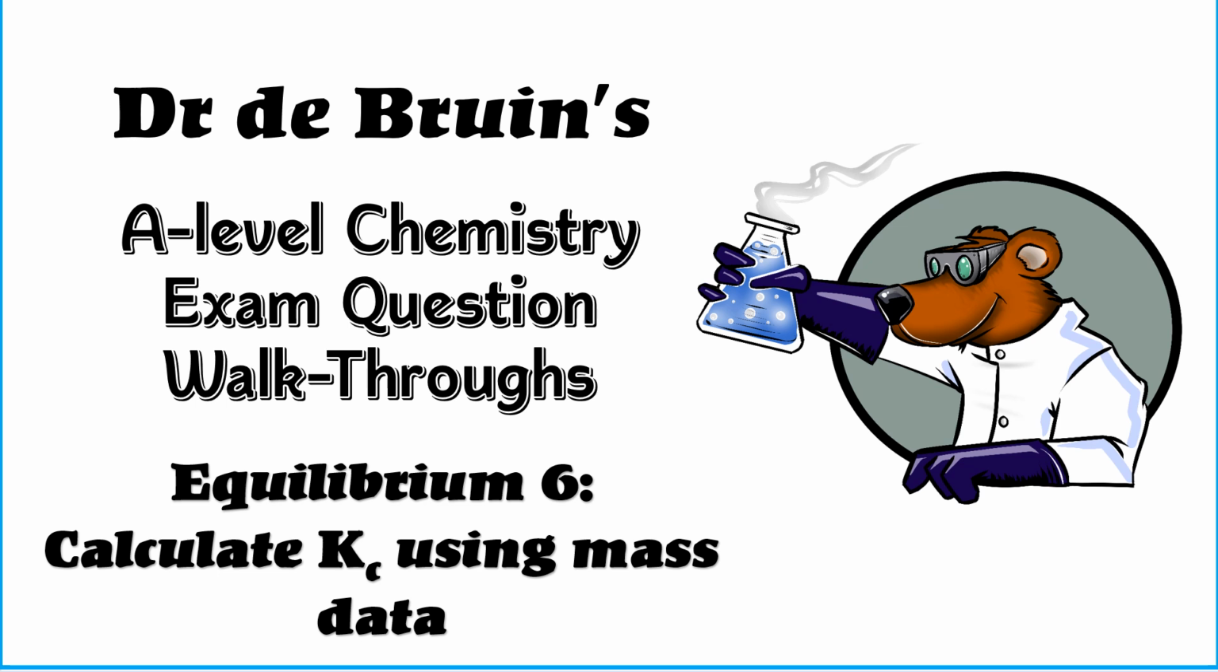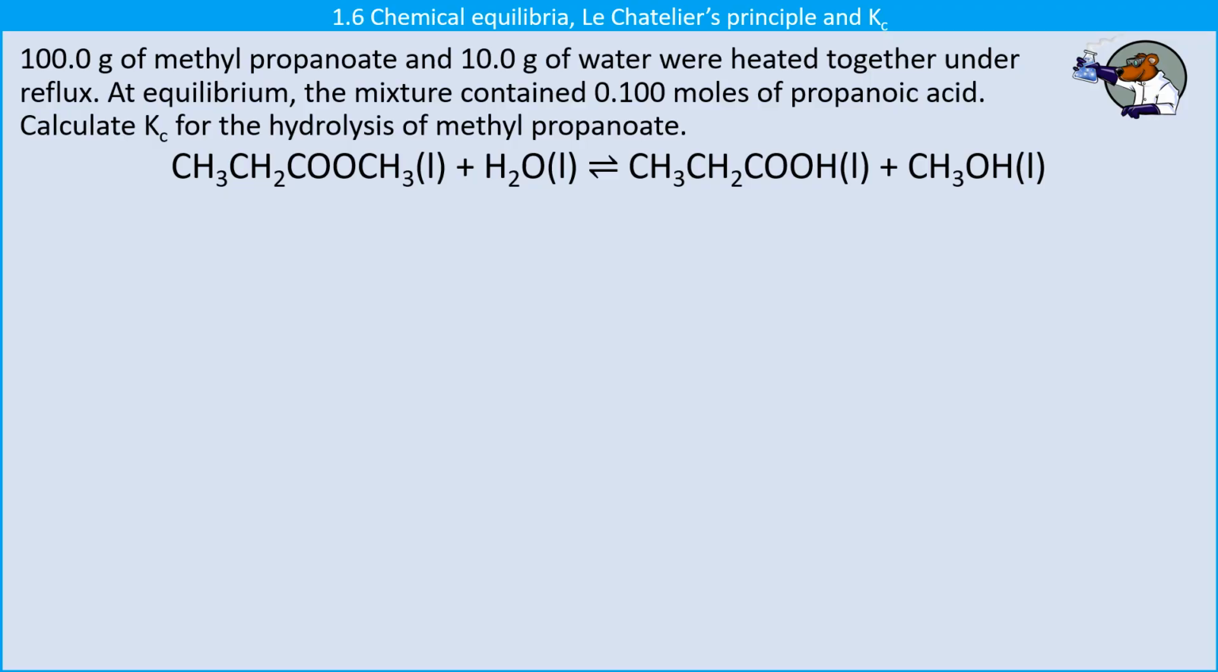This is a quick walkthrough of how to answer an exam question that's mainly from the equilibrium topic of AQA A-level Chemistry, but it does cross over a little bit into amount of substance as well. In this question, we're asked to calculate a value of Kc for the hydrolysis of an ester, methyl propanoate. What's going to make this a bit more tricky is that not only do we not have the concentration data, but we don't even have the molar data. So we have the moles of one of the products, but the reactants are given to us as masses.